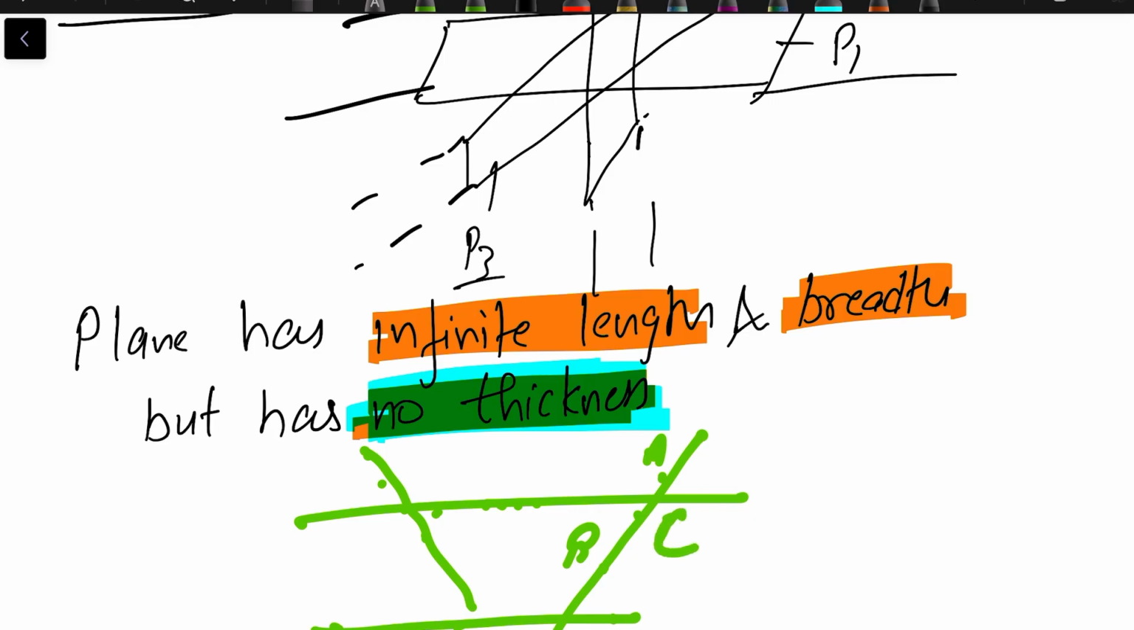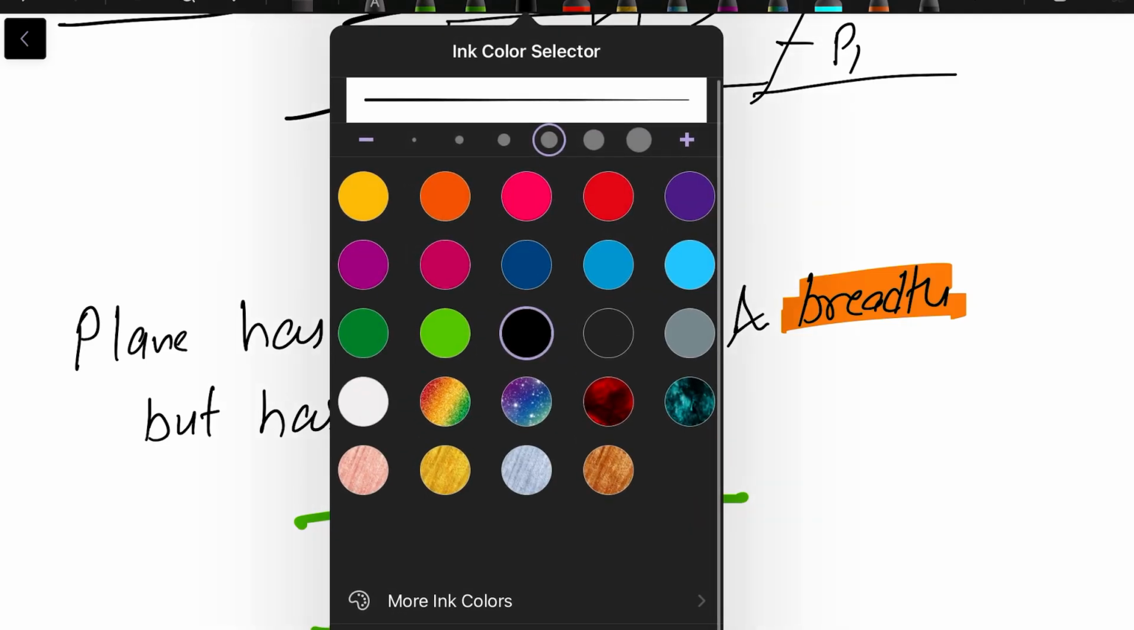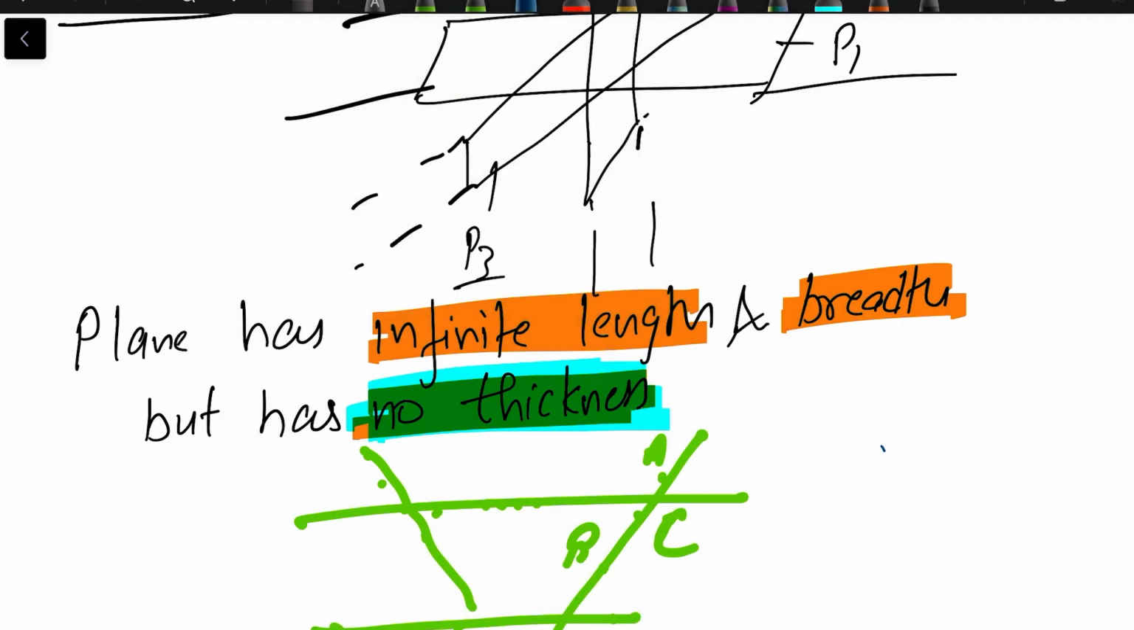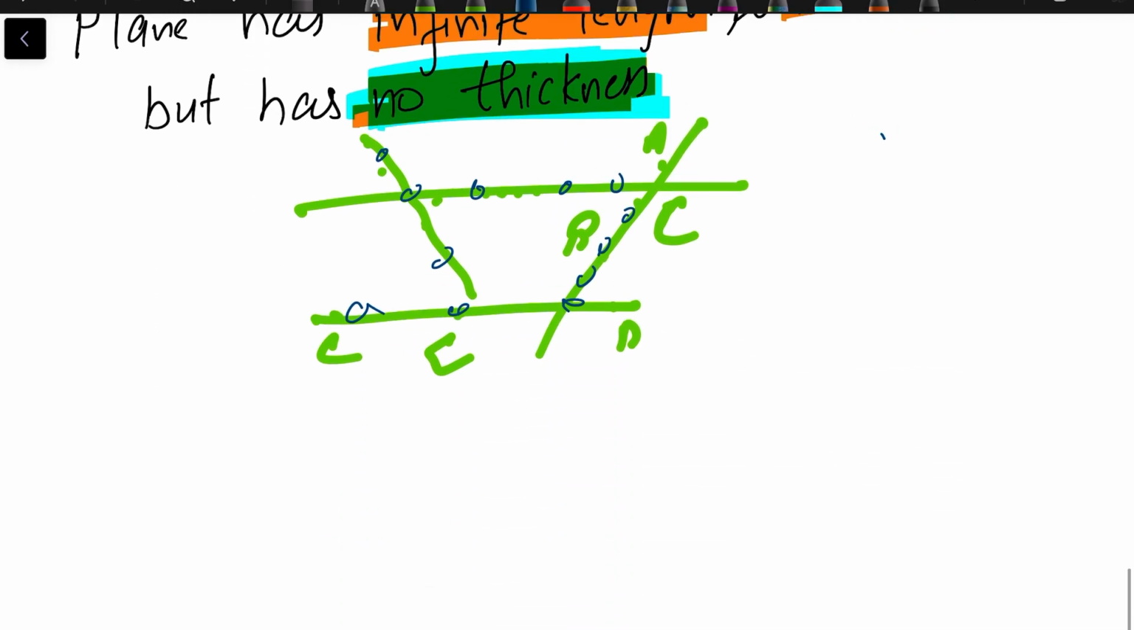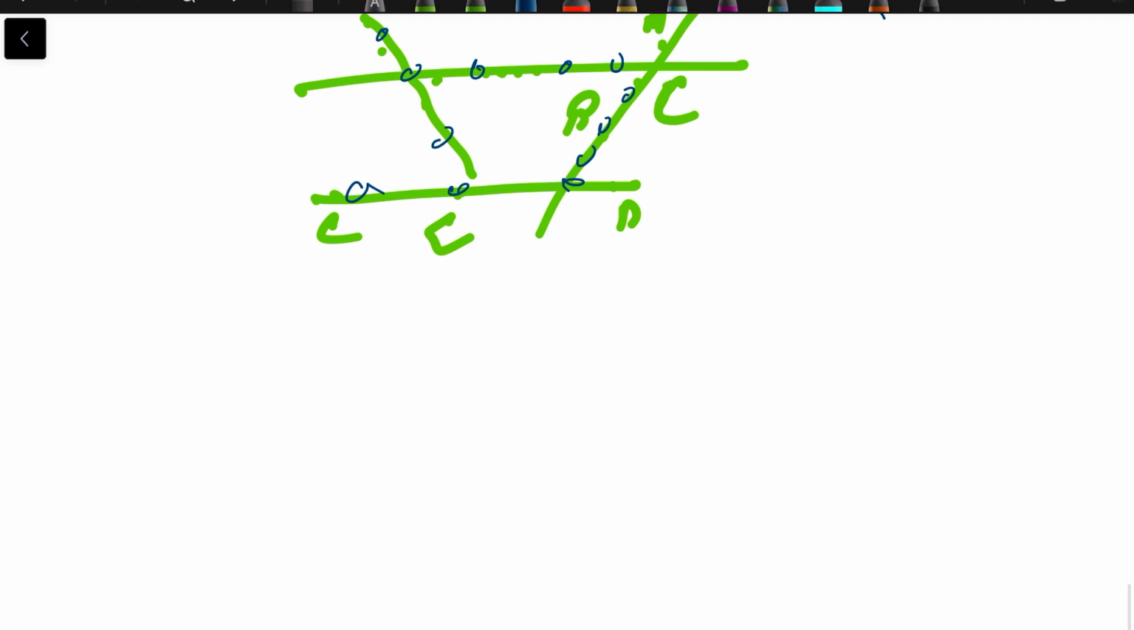So the point that I want to tell you is how we are representing this. These are the 3 points, any three points you can take, and you can combine them. It will become a plane. Okay, so now let's have a discussion about plane figures.